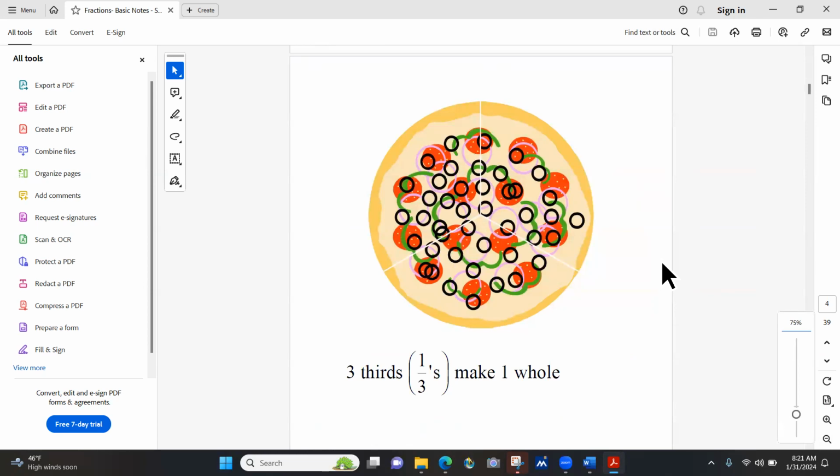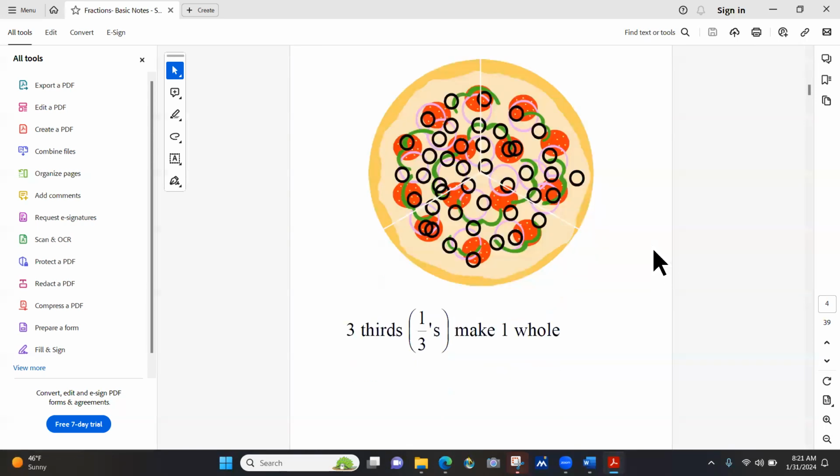All right, guys. So I took a pizza. I cut it into 3 equal parts. Each part is 1/3. And what you want to see is that 3/3, 1/3, 1/3, 1/3. When you take a third 3 times, you get the whole pizza back. It's a concept we're going to use a lot. 3/3 make a whole.